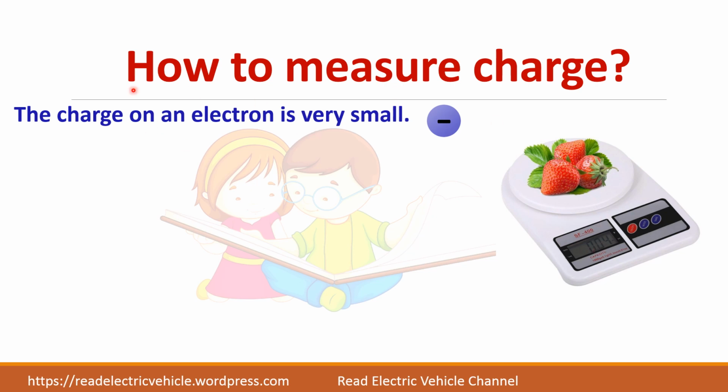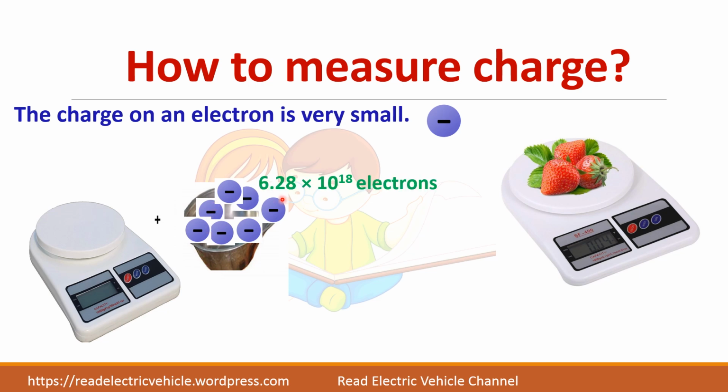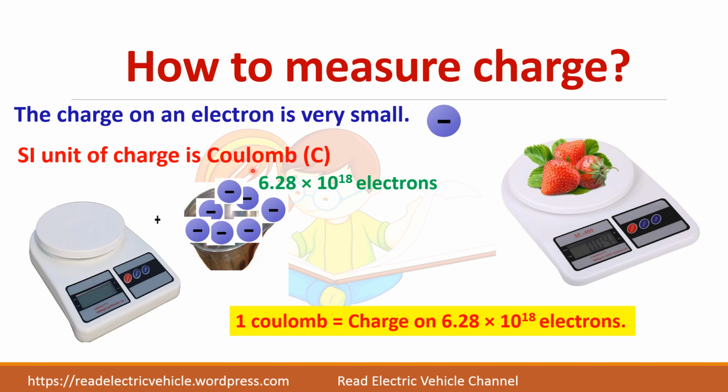So similarly, since the charge of an electron is very small, what is done is you are measuring a number of electrons together. That is, instead of measuring a single electron, you are measuring the charge of 6.28 into 10 power 18 electrons. So the whole thing combined together, I call it 1 coulomb. So coulomb is the unit of charge. So 1 coulomb is equal to the charge on 6.28 into 10 power 18 electrons.